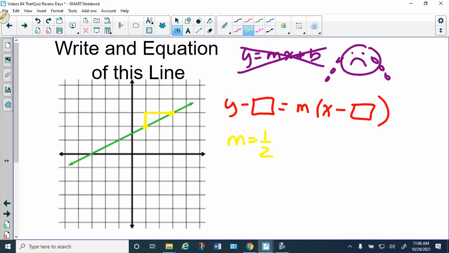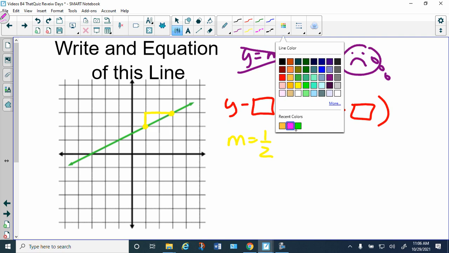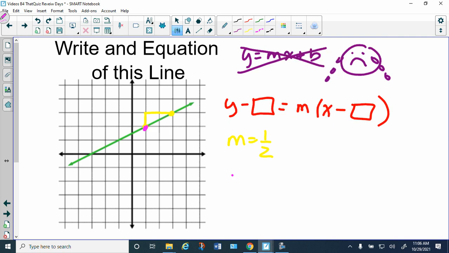The next thing I need to do is pick a point. I can pick this point: over 1, up 2. I could pick this point: 1, 2, 3, 1, 2, 3. It doesn't matter. That's the cool thing. No matter what point we pick, if we plug it into this equation, we're all going to end up in the same place. Slope equals 1/2. Let's use the point 1, 2. We could use 3, 3 if we wanted to.